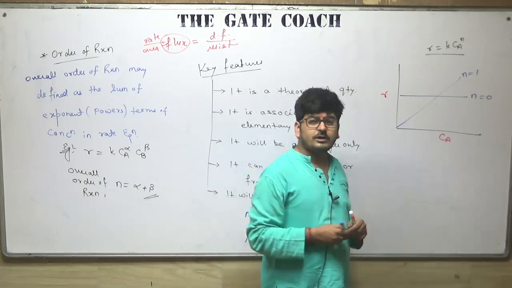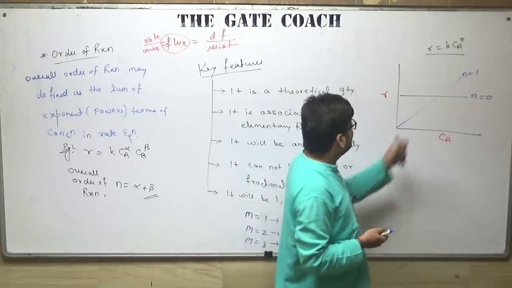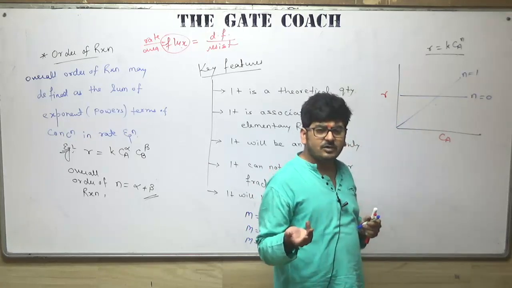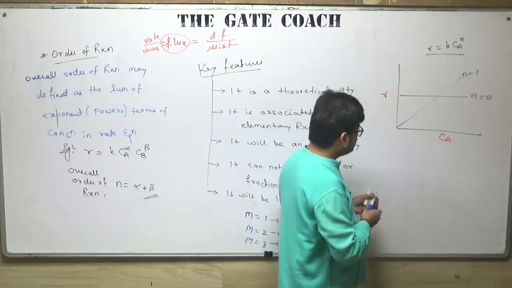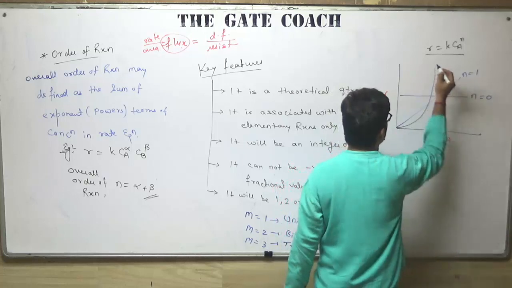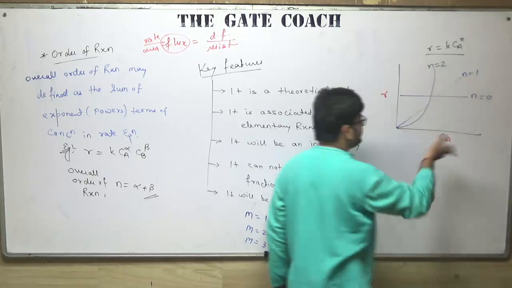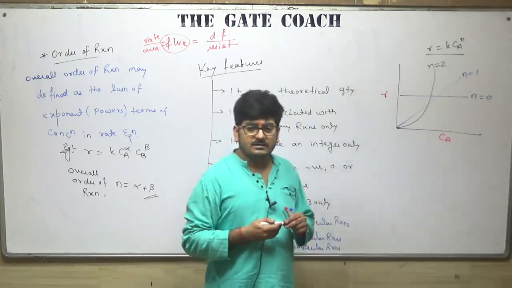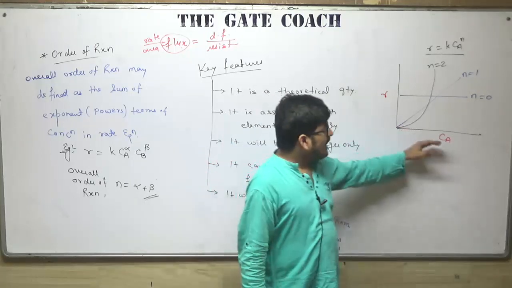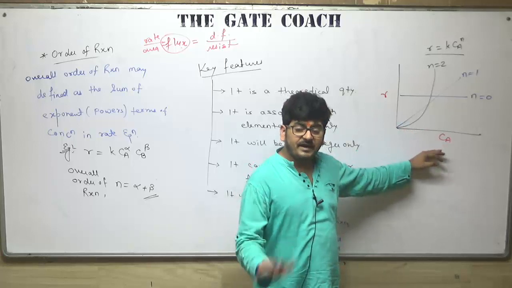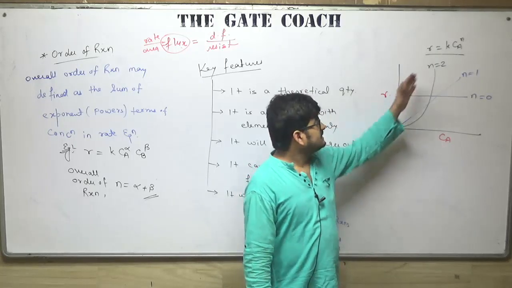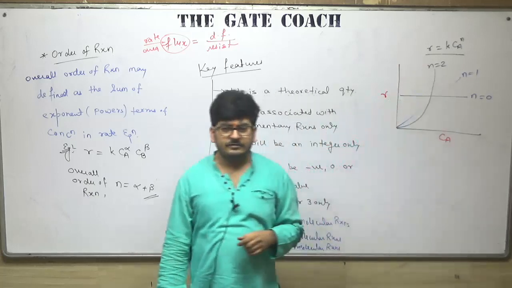Then if order of reaction is 2, R is equal to K Ca square. y equal to mx square means parabolic equation. So it will be a parabola like this and so on. For 3 it will be cubic. So that is how the concentration affects the rate of reaction. That is the significance of order of reaction.